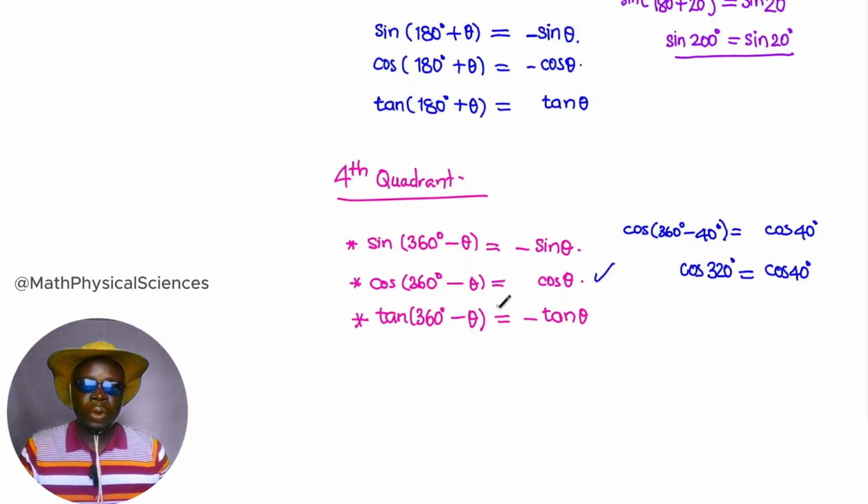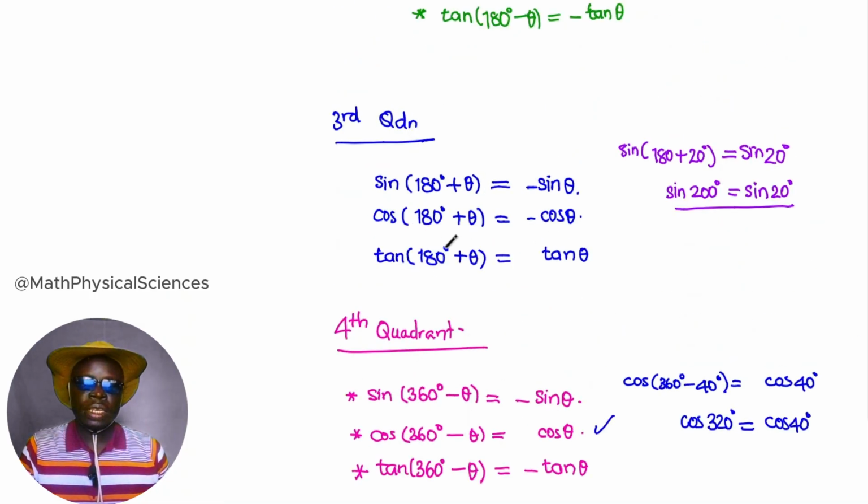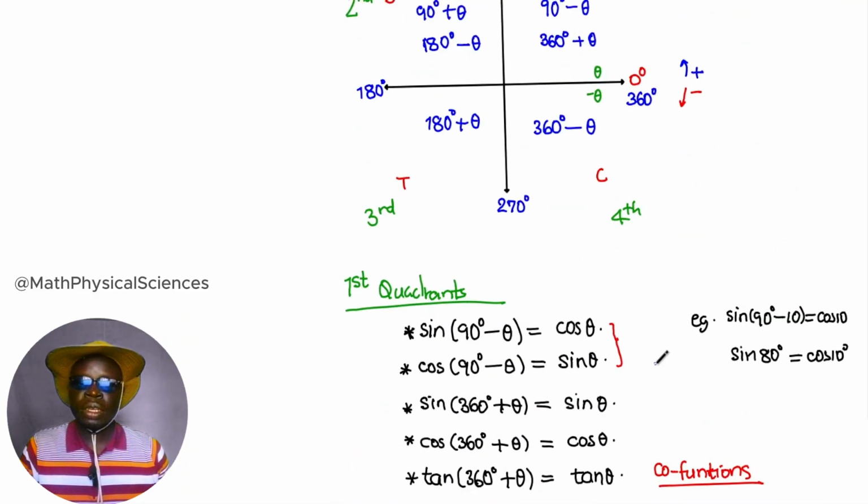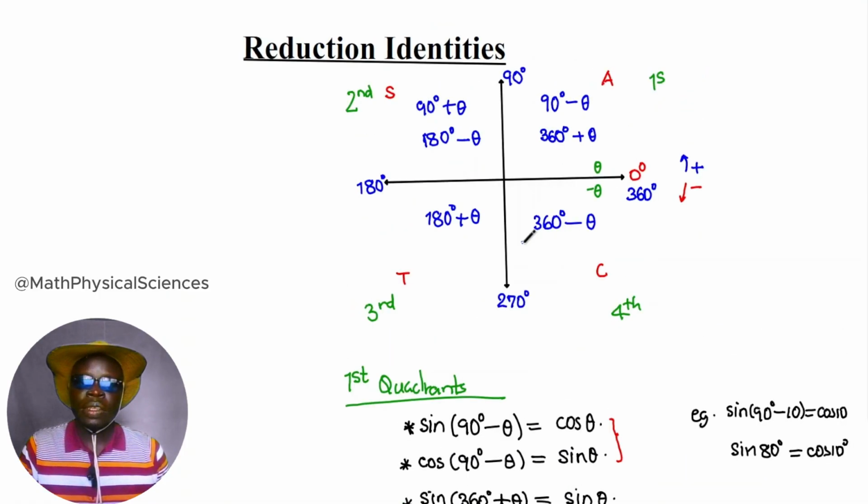Now, these are the three reduction identities in the fourth quadrant plus the three reduction identities also in the third quadrant, making 6. And we move on here to the second quadrant. We have 5. In the first quadrant, we have 5. So 5 plus 5 is 10 plus the 6 there, we have 16 in total identities that we might use, and this is grade 11 lesson. And that is exactly how we will be able to memorize these identities.